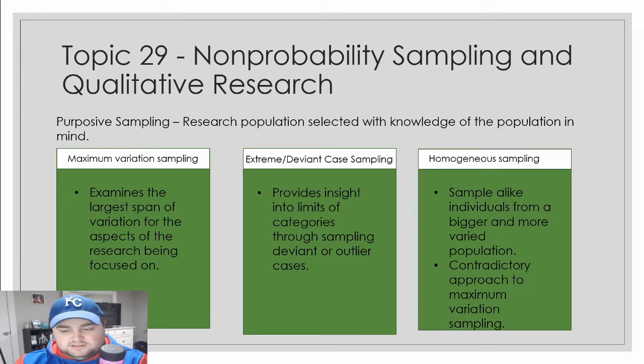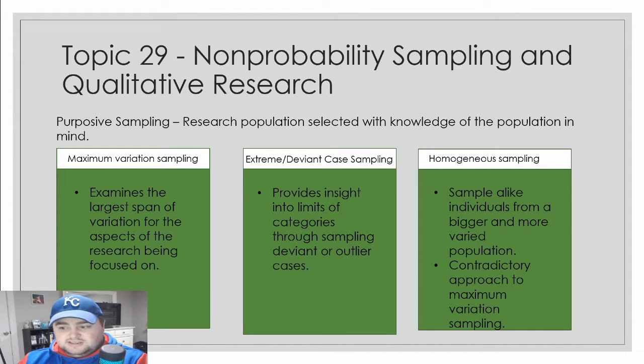You then also have extreme or deviant case sampling, and this helps you to identify the limits of each of your distinct categories, because you can sample these outlier or deviant cases that don't quite fit in with the trends or majority of these other groups that you've noticed through sampling, or the other groups you've identified that you want to sample.